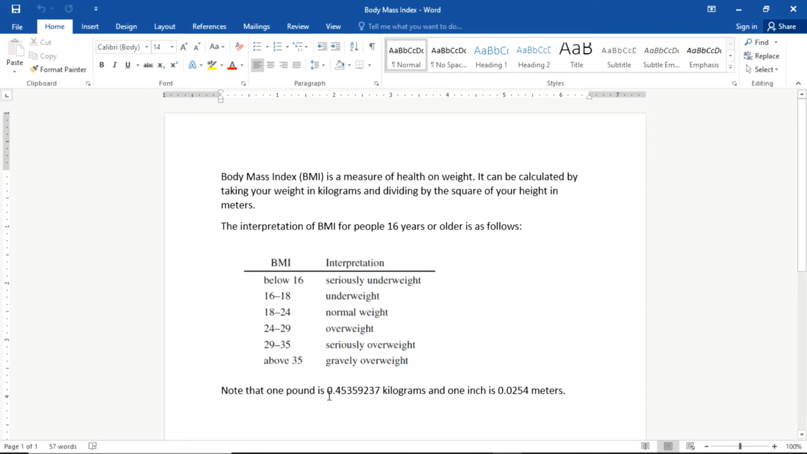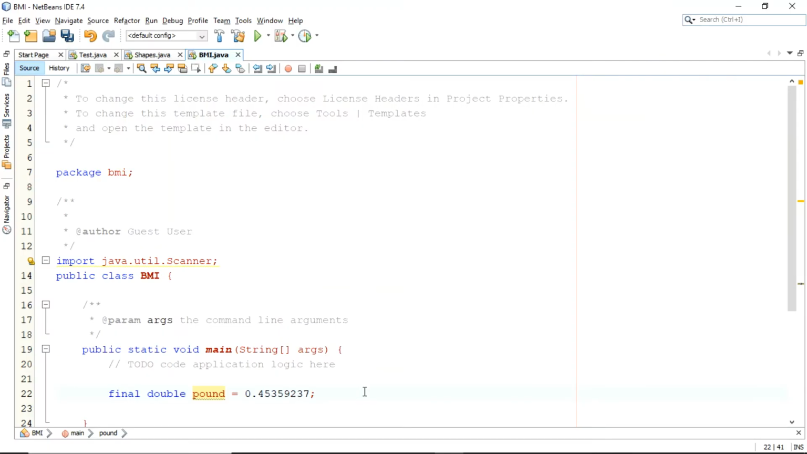But we said whenever we are declaring constants, then we must declare them in a certain syntax, and we said our syntax must be final, the keyword, followed by the data type, and then followed by a constant name, which must be in uppercase letters. Okay, and then we can now do the same for the inch.